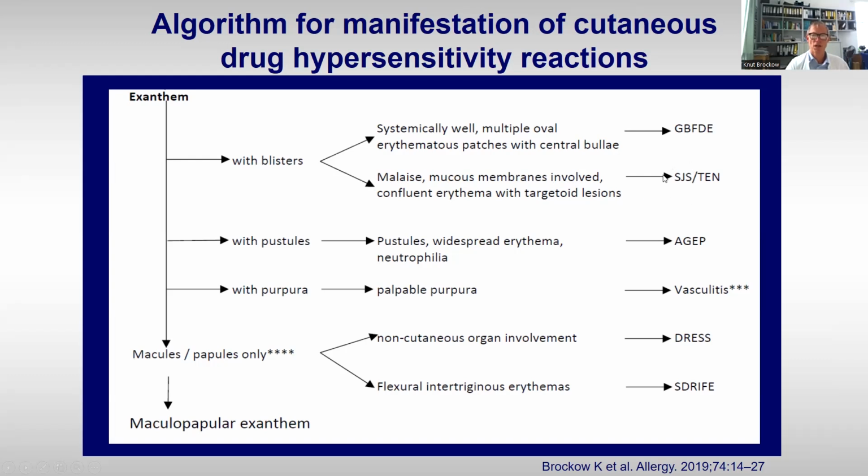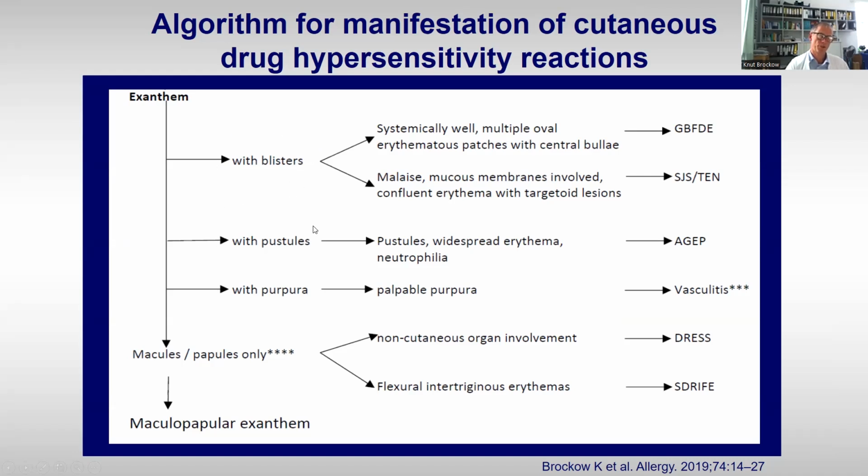It's Stevens-Johnson syndrome, and if it is even larger, involving more than 30% of the body surface, it is toxic epidermal necrolysis, and this is feared. On the other hand, blisters can also refer to a generalized fixed drug eruption. In this case, patients are systemically well, the mucous membranes are not involved, and you have multiple oval erythematous patches with central bullae. This is a differential diagnosis. So you check if you have blisters.